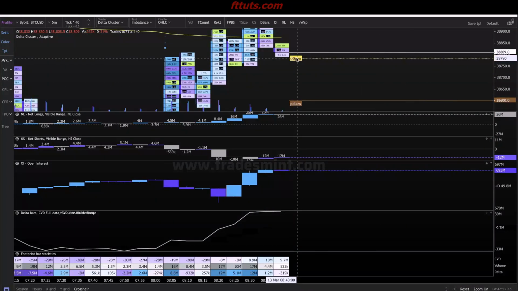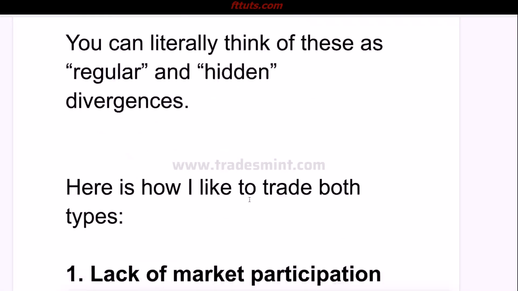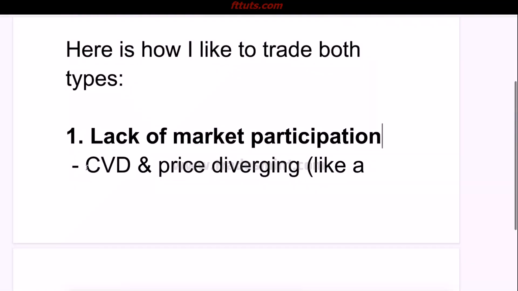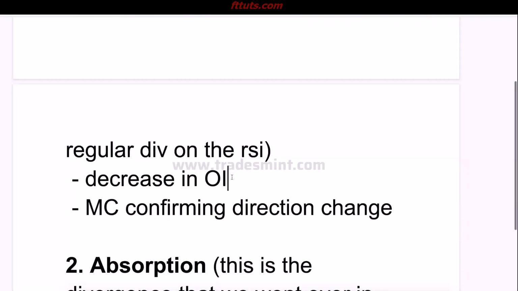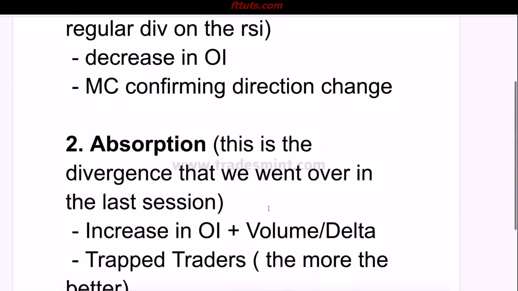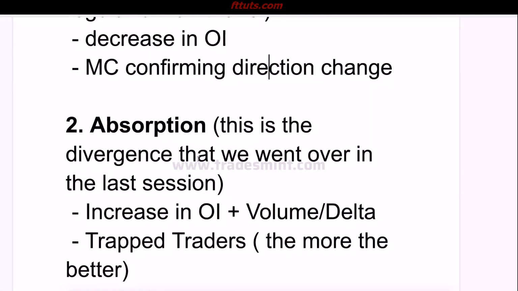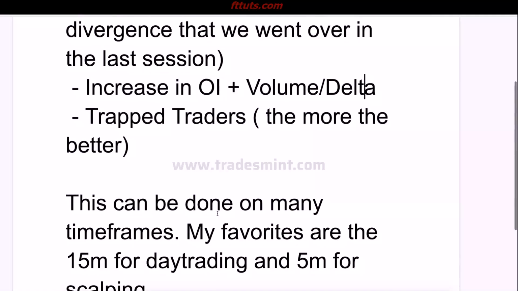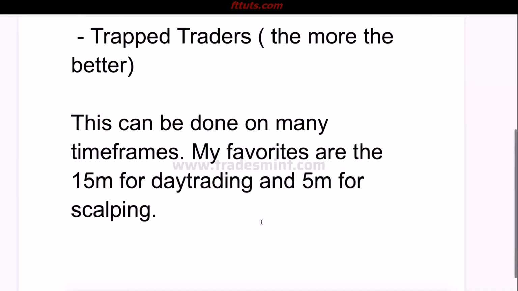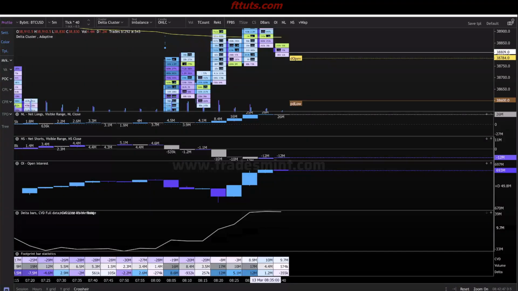Yes, so those are the two types of divergences. As I was saying before, I like to see CVD for lack of participation, CVD and price diverging like a regular divergence that you would see on the RSI. I'd like to see the decrease in open interest, and I like to see Market Cipher confirming direction change. For the absorption, this is the type of divergence we went over in the last session. I'd like to see an increase of open interest, increase in volume and delta, and then the trapped traders, the more the better. My two favorite time frames for doing this are the 5-minute and the 15-minute.